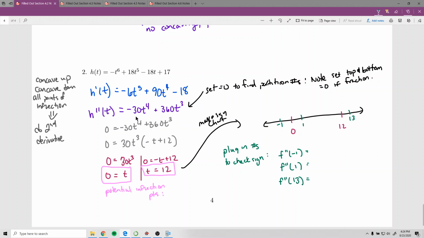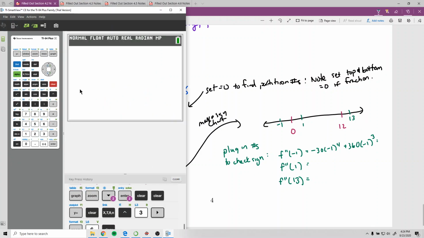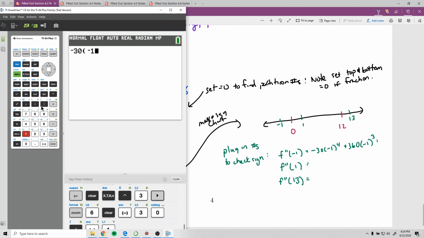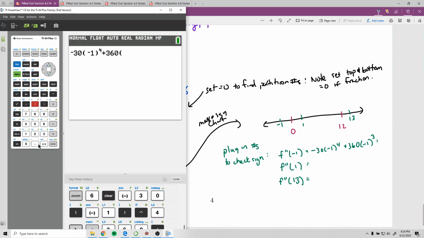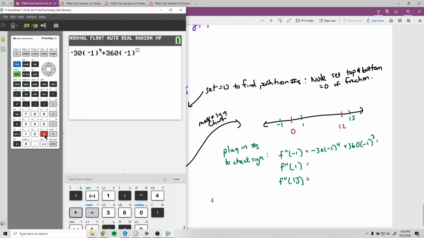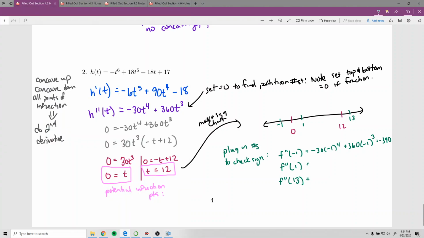All right, and our formula for the second derivative is here. We plug in -1, we get -30 times -1 to the fourth plus 360 times -1 cubed. And what does that come out to? Let's see. We get -390. And what's important about that is that it's negative.